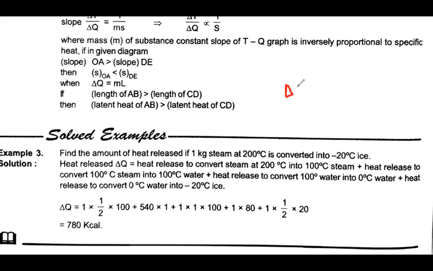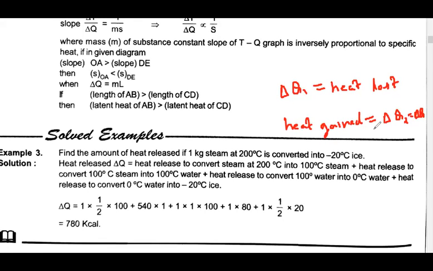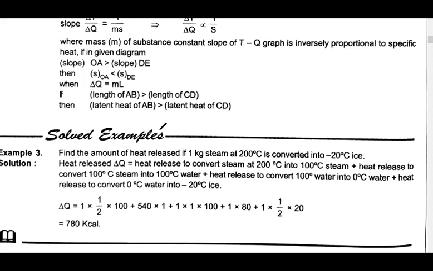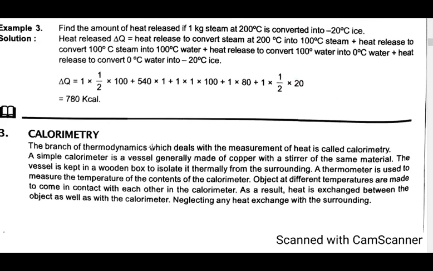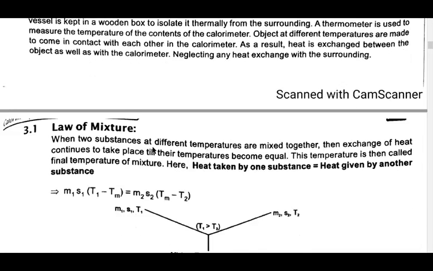Means if I'm having two objects, and one object is losing heat, which is delta Q1, the heat lost, then the heat gained by the second object should be equal to this. This delta Q2 should be equal to delta Q1. Makes sense? Got it? And that is the basic or fundamental idea about calorimetry. Calorimetry is a branch of thermodynamics which deals with measurement of heat.